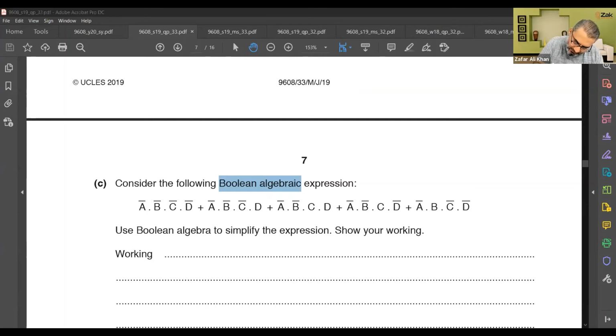Question 3C. All right. Now, the question is a lengthy one though. This is A naught, B naught, C naught, D naught.